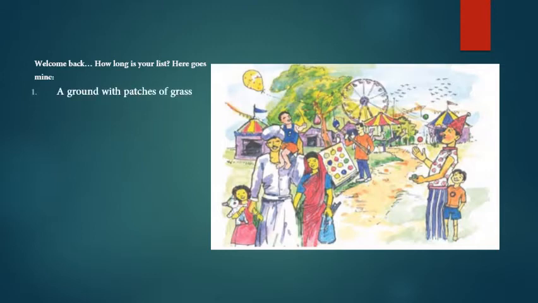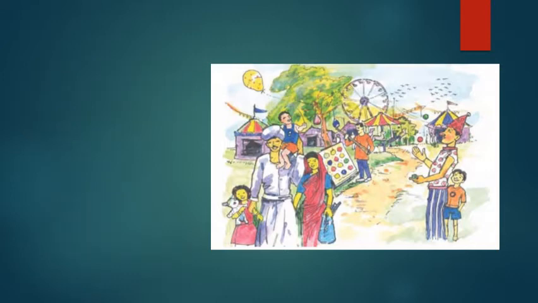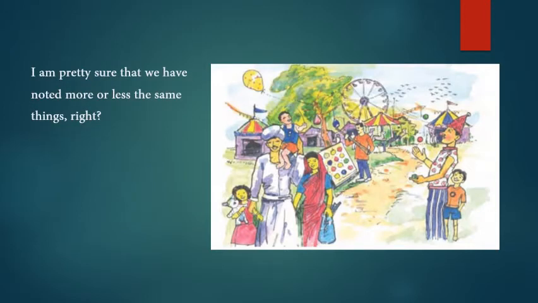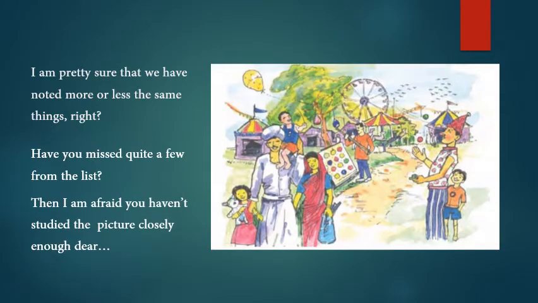A ground with patches of grass, a non-metal road, some people, a few tents, a swing around, a merry-go-round, a large tree, a few birds on a clear blue sky. I'm pretty sure that we have noted more or less the same things, right? Have you missed quite a few from the list? Then I'm afraid you haven't studied the picture closely enough, dear.